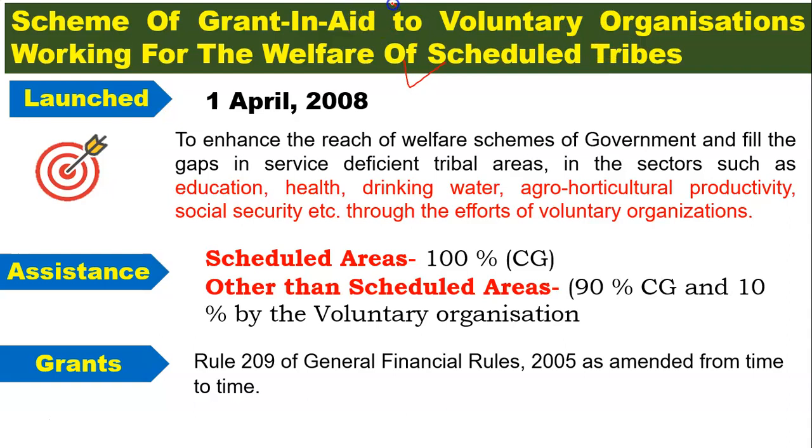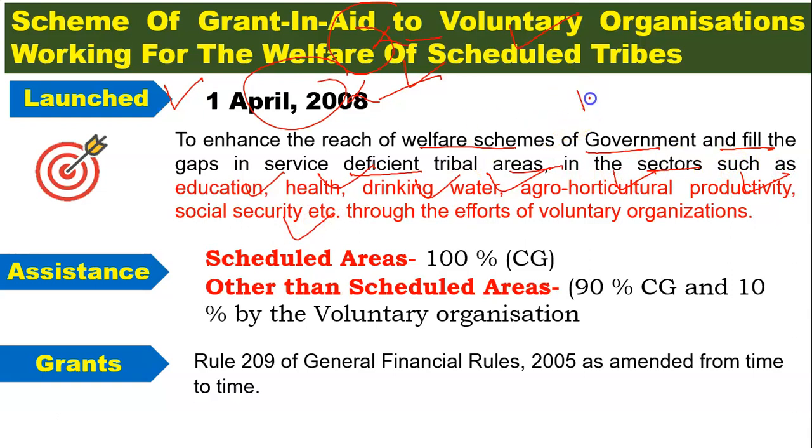So go by the statement, go by the line which is defined under this scheme. This scheme was launched on 1st April 2018, and the main aim of this scheme is to enhance the reach of the welfare schemes of government and fill the gaps in services for deficient tribals in sectors such as education, health, drinking water, agro-horticulture, productivity, social security.